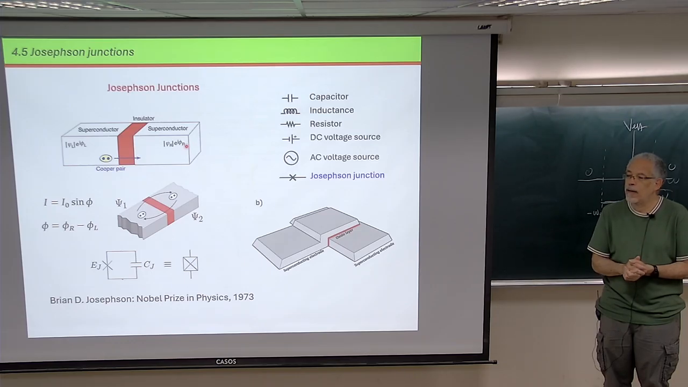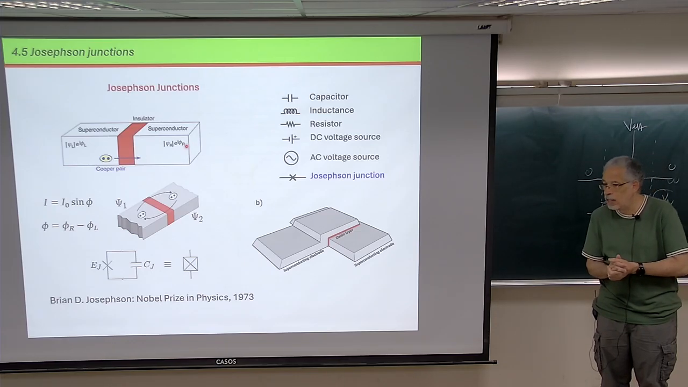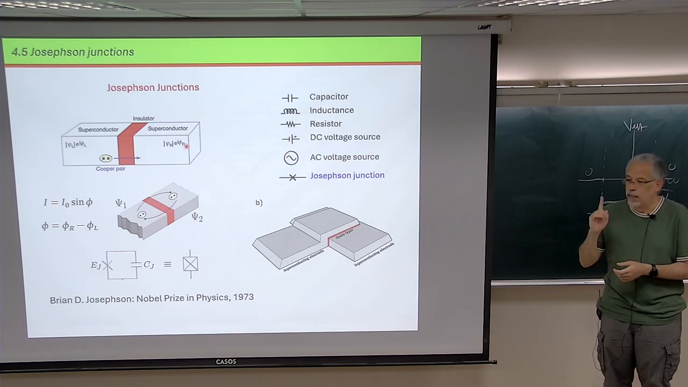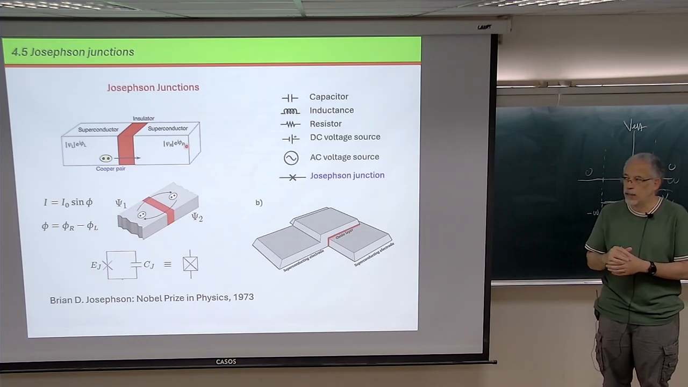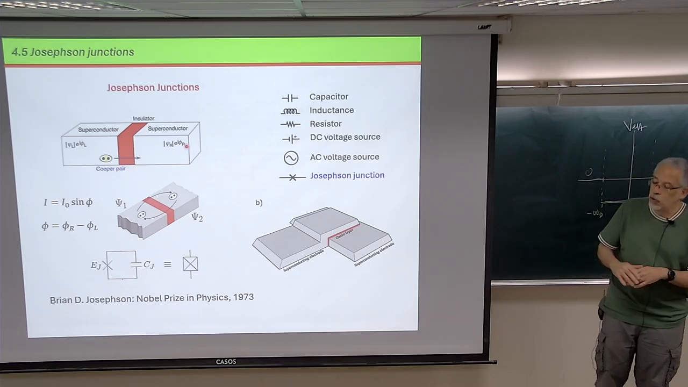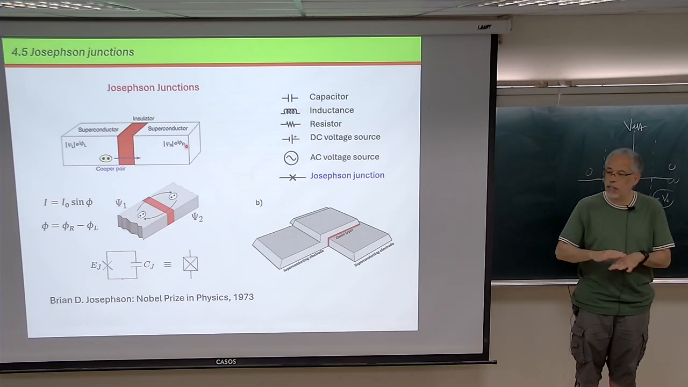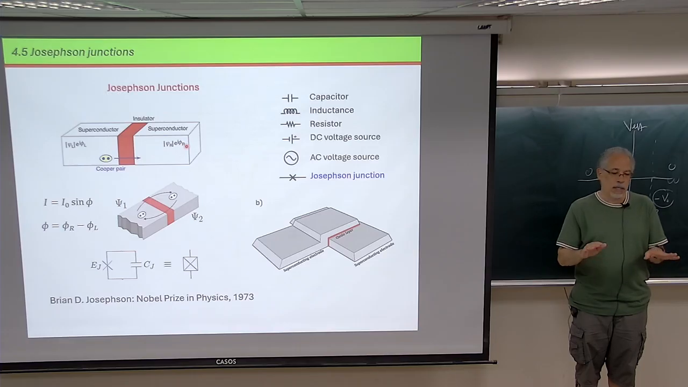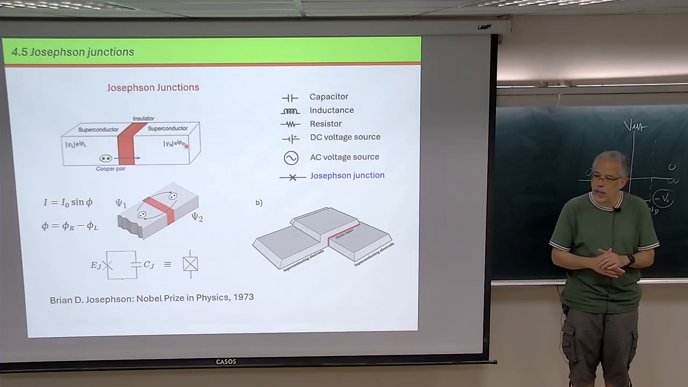Okay, yes? The phase may not be the same, may be different, even though they are the same material. So let's say that you have the same material and there is no magnetic field, anything, then the phase is going to be the same. So the phase difference is going to be 0.